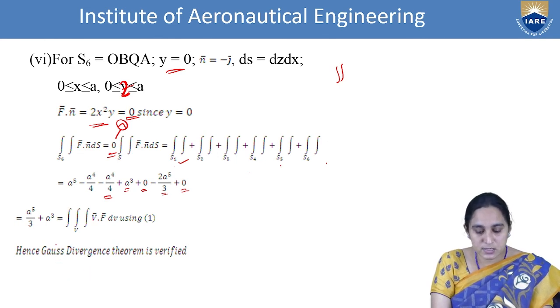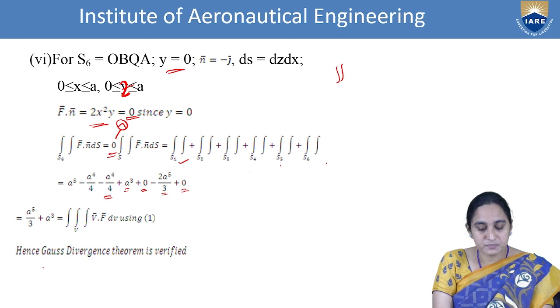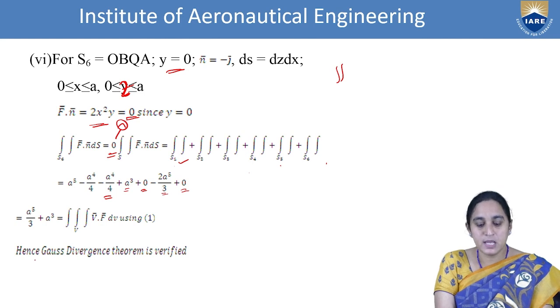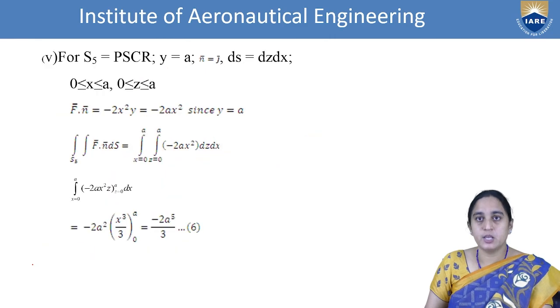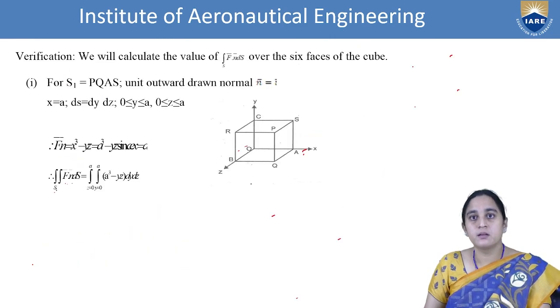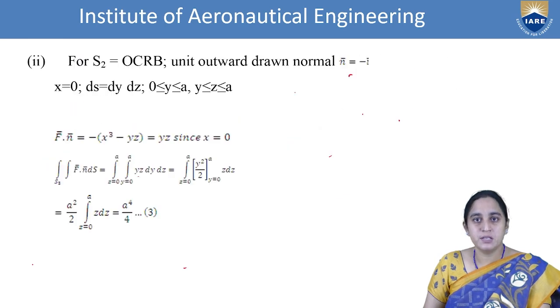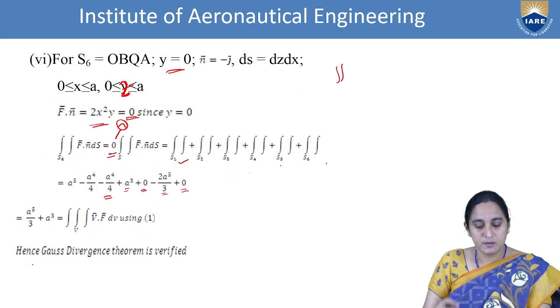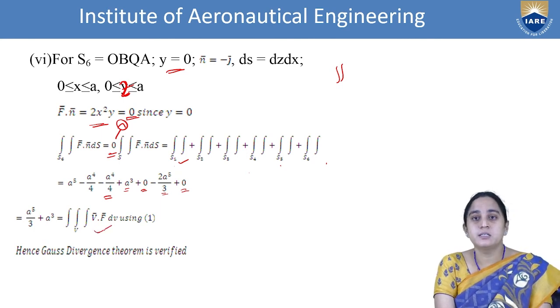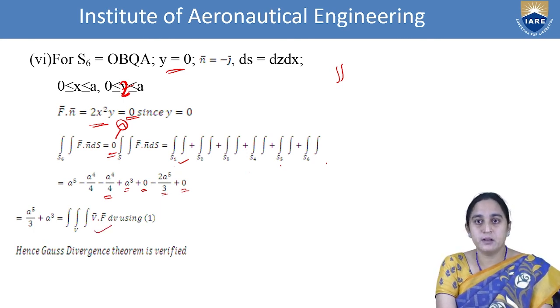Does anything cancel here? No. Directly after adding all the values we get the answer, a power 5 by 3 plus a cube. Once you observe that, the answer is equal to the volume integral from the first equation.